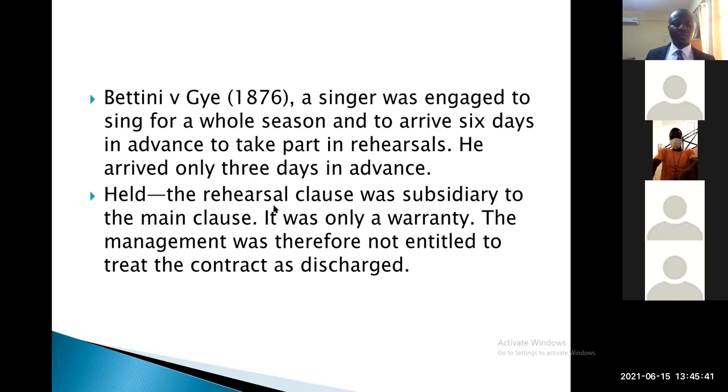Yeah, so a good case to illustrate warranties. Just as we saw Pussey v Spears in relation to condition, is the case of Bettini v Gye. Bettini v Gye, very interesting case. And the facts are very similar to what we have seen.